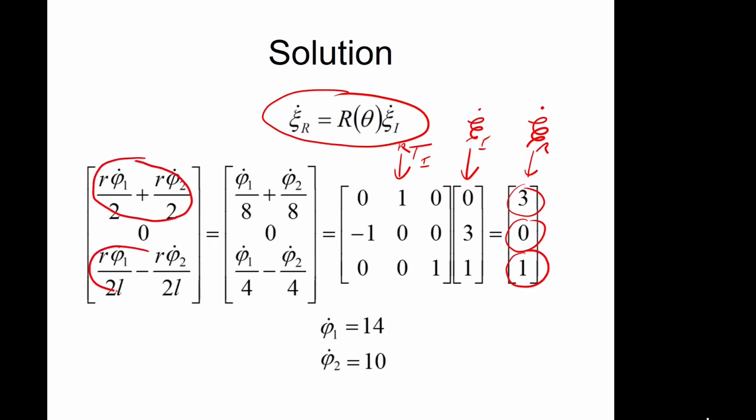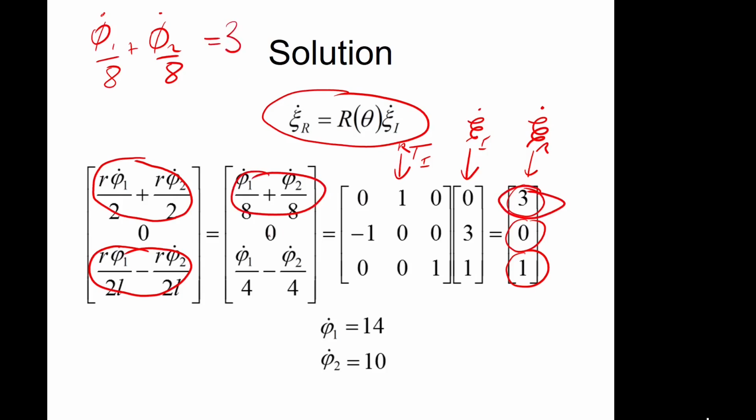our equations. So we put our values in for radius and our axle half length, and we get phi1 dot over 8 plus phi2 dot over 8. So this term here equals this term, so that equals 3. We've got 0 equals 0, so again, just to check that our calculations have been correct. And then we've got this term here, phi1 dot over 4 minus phi2 dot over 4, and that has to equal 1.